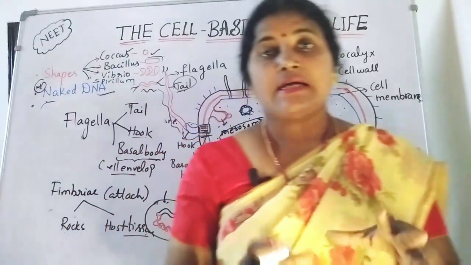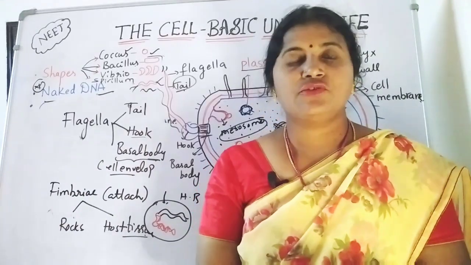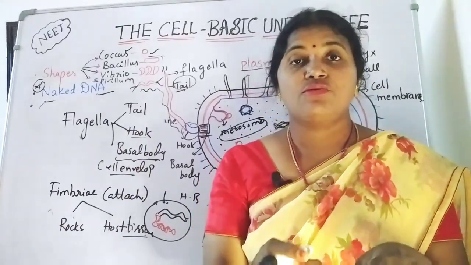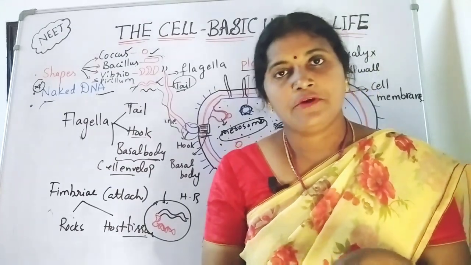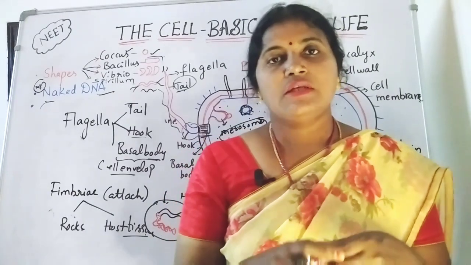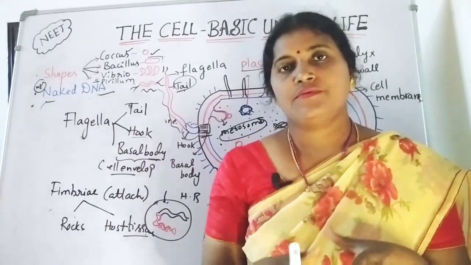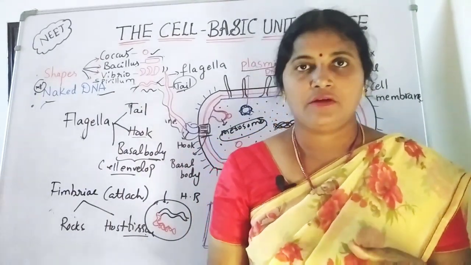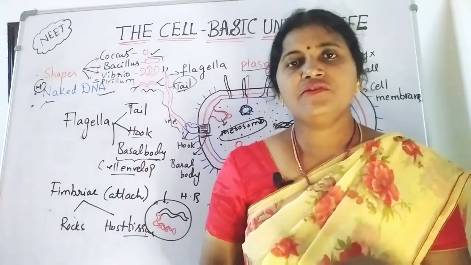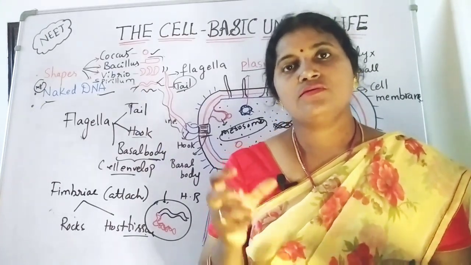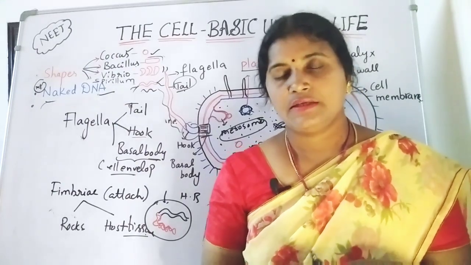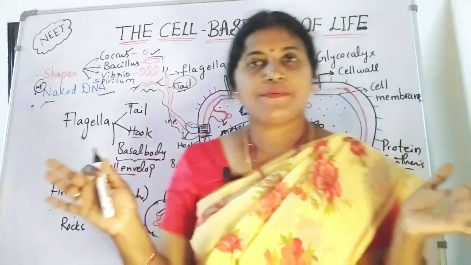Along with that it contains inclusion bodies. Inclusion bodies store reserve material. Food material is stored in the form of inclusion bodies, for example phosphate granules, cyanophycin granules and glycogen granules. All these granules store food material. So these are the inclusion bodies. This is all about the prokaryotic cell.